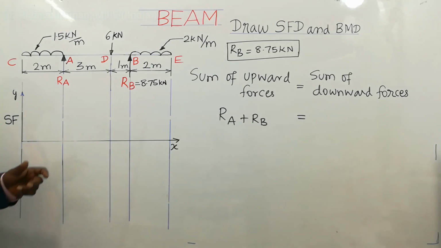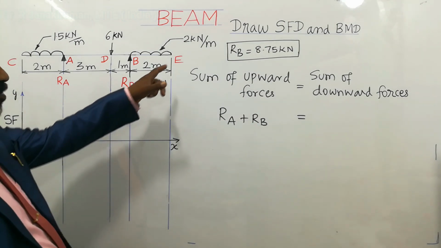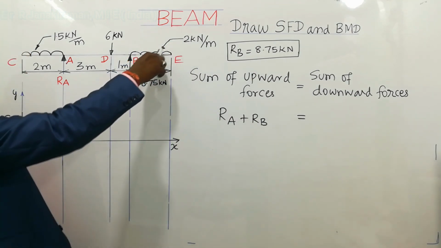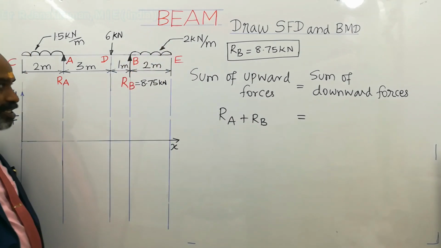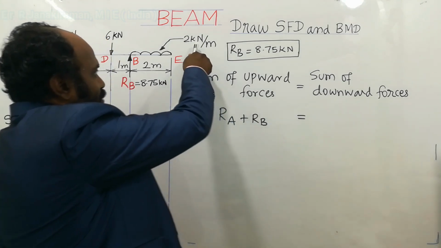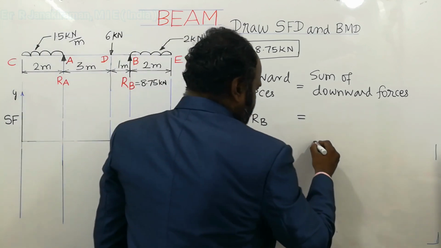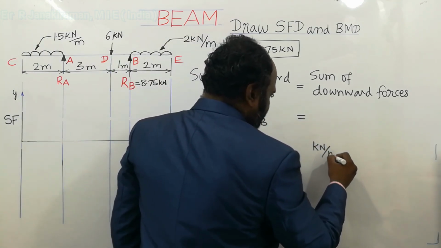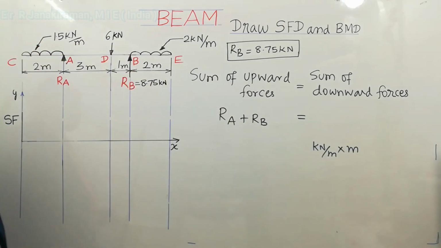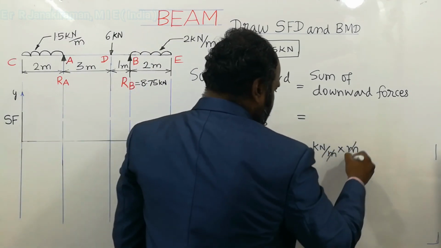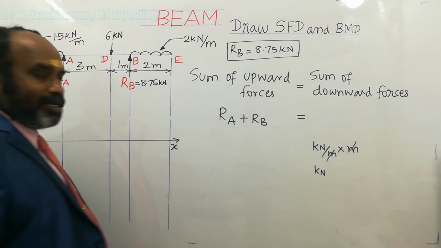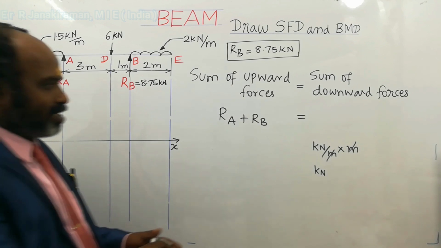So on the right side, sum of downward forces. Here we have to calculate force, not moment. So the unit for force is kilonewton. Look at the downward force: 2 kilonewton, this UDL. So for force, the UDL value is multiplied with UDL length. UDL value unit is kilonewton per meter, multiplied with UDL length, which is in meter. So meter cancels, leaving kilonewton. We are considering force, so we put kilonewton. Okay, so you have to remember that.